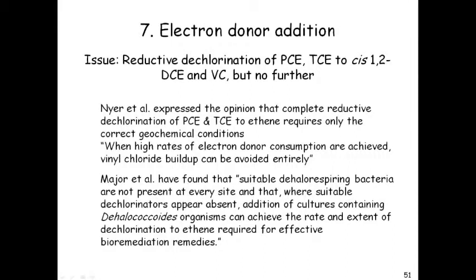So Nair really said, just keep throwing in electron donors and the ability will develop. Major and his colleagues suggested that where they don't find Dehalococcoides, it's proven to be very beneficial, at least at pilot scale, to add Dehalococcoides. You still have to add electron donor, but the bacteria itself appears to be an important issue as well.